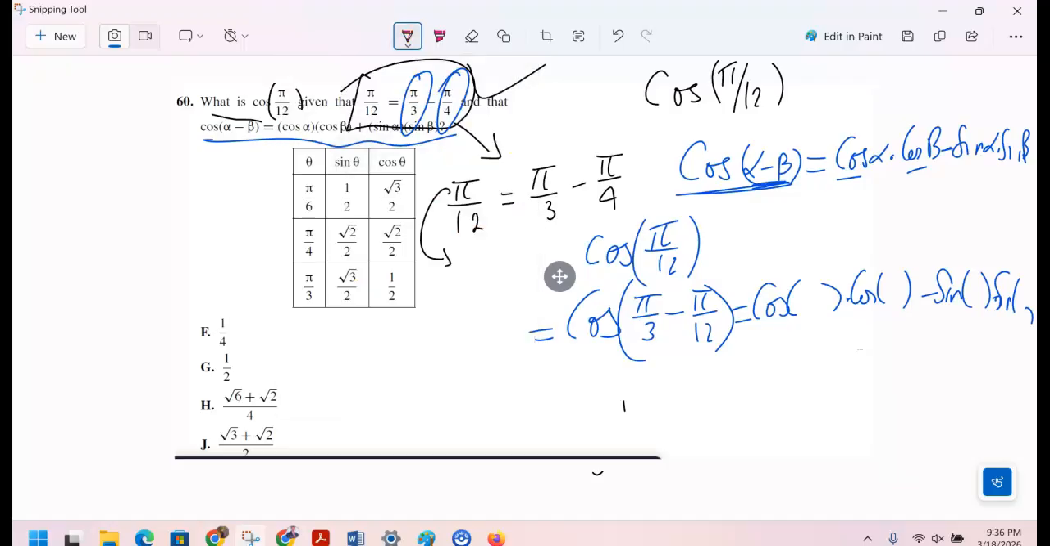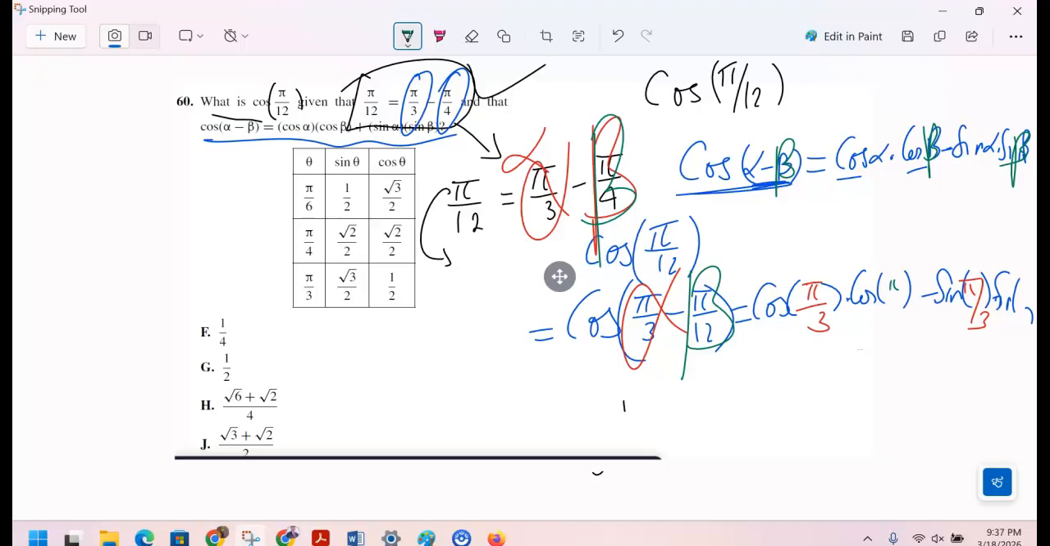So all you do is replace. This is alpha and this is beta. This alpha, you put pi by 3, and then the green color I'm going to use for beta. So you replace this beta, which is pi by 4. And then the table gives you the answer. What is cosine pi by 3? Pi by 3 is here, and cosine pi by 3 is half.